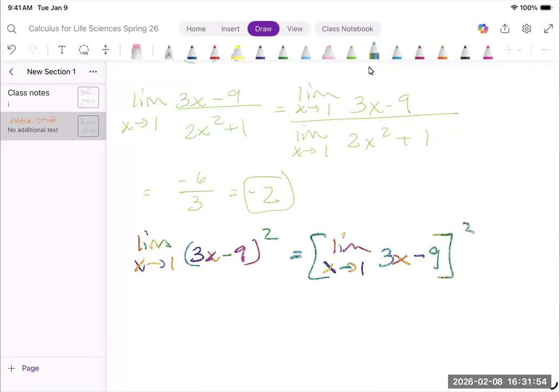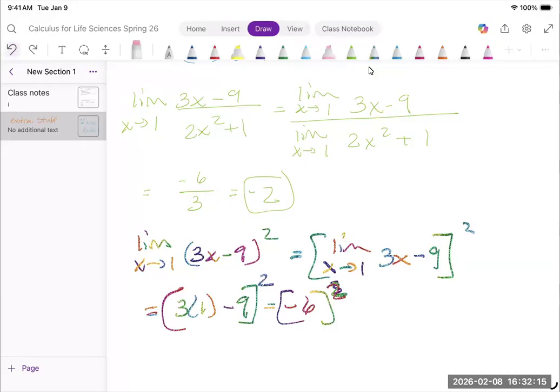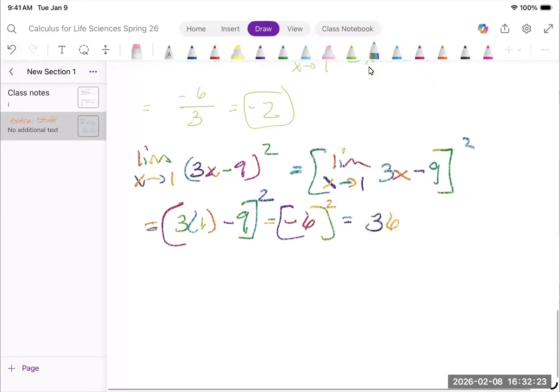Is that the case? Let me make sure. Always good to verify anything you think. That's the limit. Actually, I can just toss that sucker in. So 3 times 1 minus 9 is equal to -6. So then if I were to square that, squared, that's 36. Let's double check.